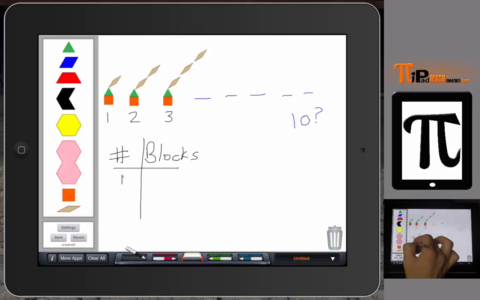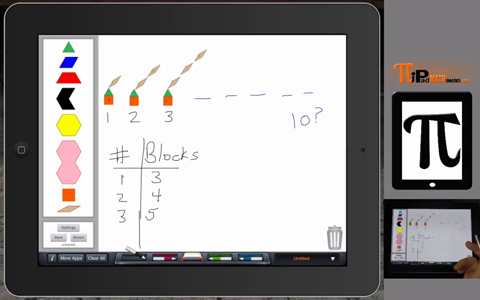And the house number for the first one, the second, and the third. Well, the first house had 1, 2, 3 blocks. The second house had 1, 2, 3, 4 blocks. And the third house had 1, 2, 3, 4, 5 blocks. And we need to figure out how many are in the 10th block.